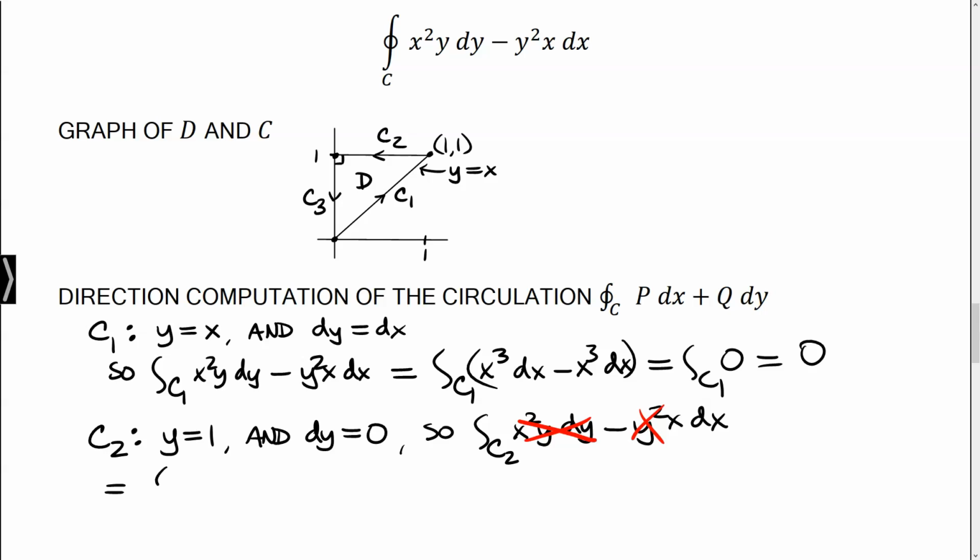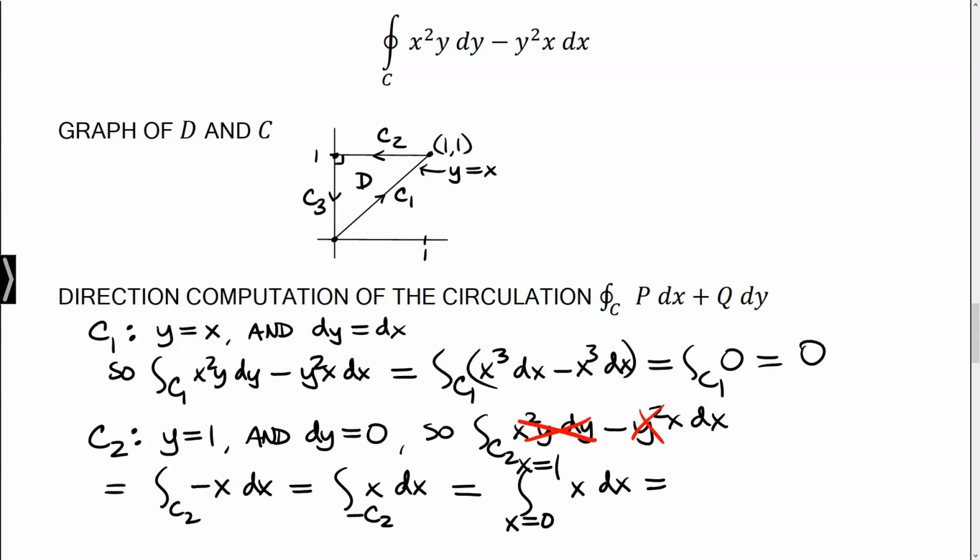So it's the integral along C2 of minus x dx. Here's the way I'll put it. The minus sign in the minus x, I can change the direction. So that's the same as the integral of x dx going in the opposite direction, but minus C2 is just going from 0, 1 to 1, 1. So that means x is just going from 0 to 1. So I'm just integrating from 0 to 1 x dx, which of course is x squared over 2, which is a half. Okay, so I get a half for that piece.